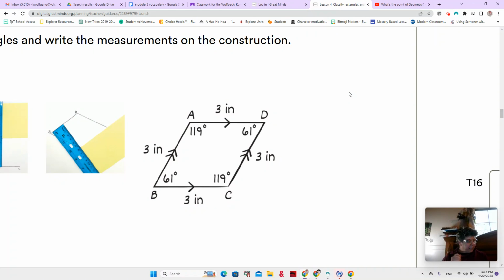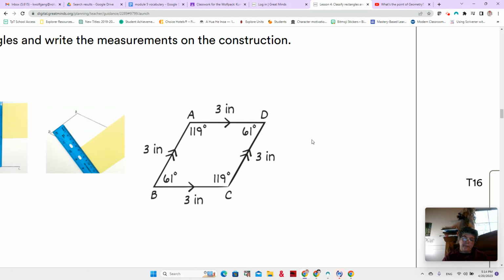If rhombuses are classified as parallelograms, is it true for all rhombuses that their opposite sides are parallel and their opposite sides have the same measure? Yes, because parallelograms have two pairs of opposite sides that are parallel, and rhombuses are parallelograms, and these properties are true for all parallelograms, right? So their opposite angles have the same measure. Do you notice that? 119 and 119, 61 and 61, right? The opposite angles, the ones that are across from each other, right?